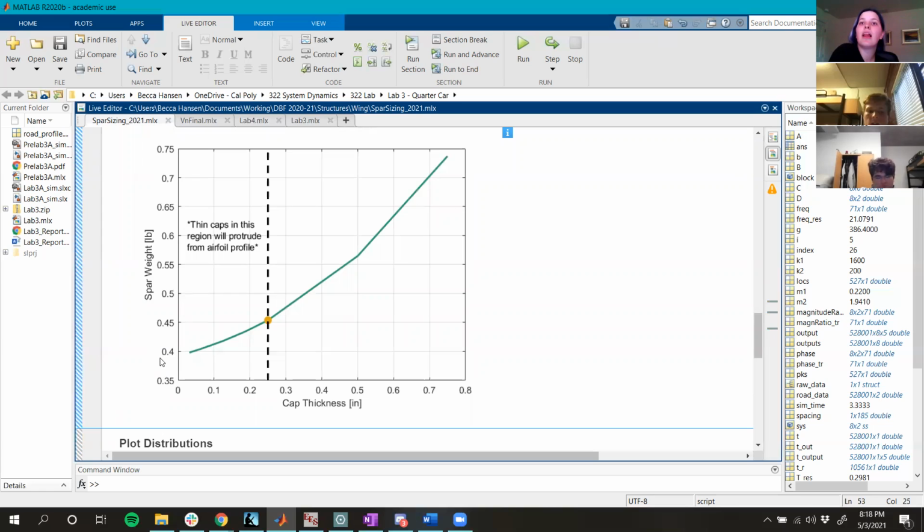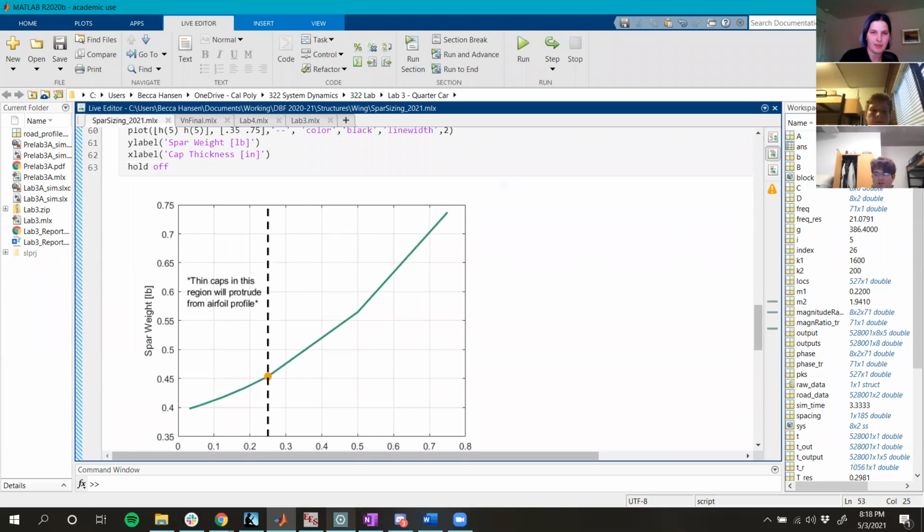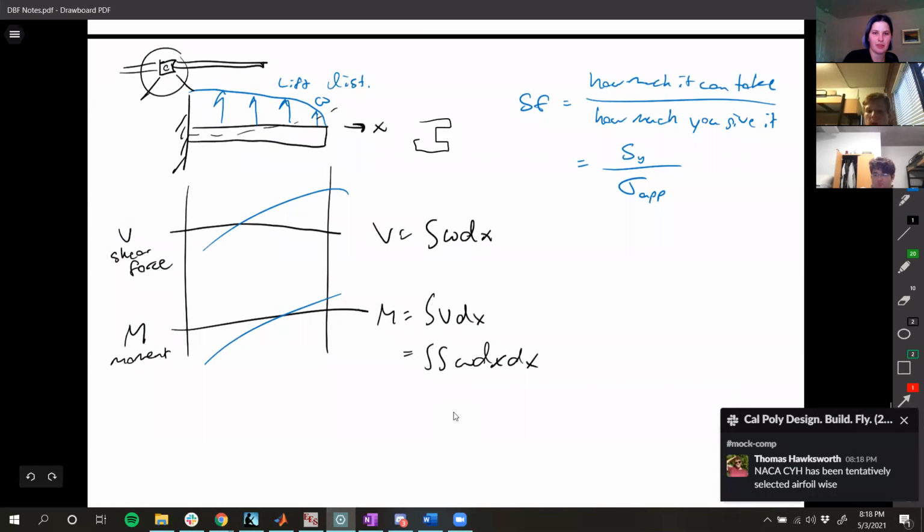Can I ask a question on this? Yeah. Do the spar caps provide any structural strength, or are they just for building purposes? They are the bending strength, right? Yeah, like the top and bottom of the I-beam.